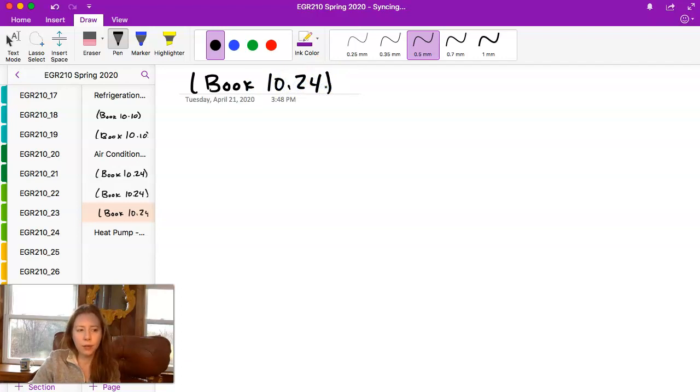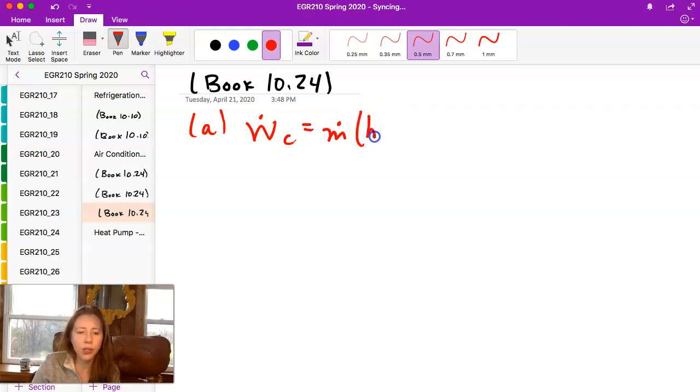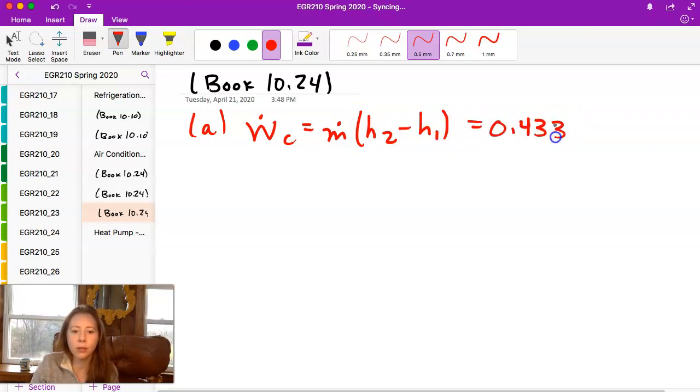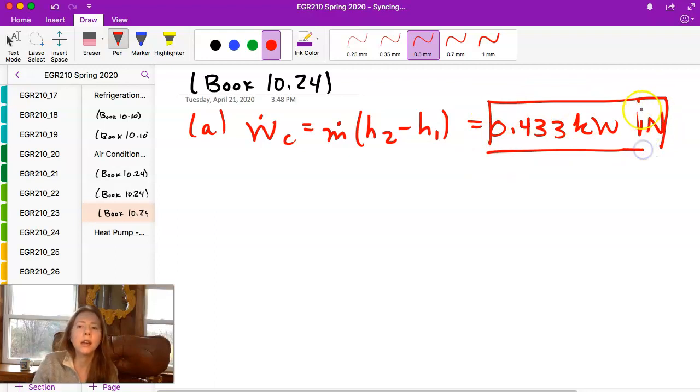Okay, so now evaluating the work put into the compressor. So this is still A. We have W dot C is equal to m dot for R22, which we just found, times H2 minus H1, which is 0.433 kilowatts. And remember, this is in. So another way you can denote in, I know that looks messy, that says in, is the negative sign.